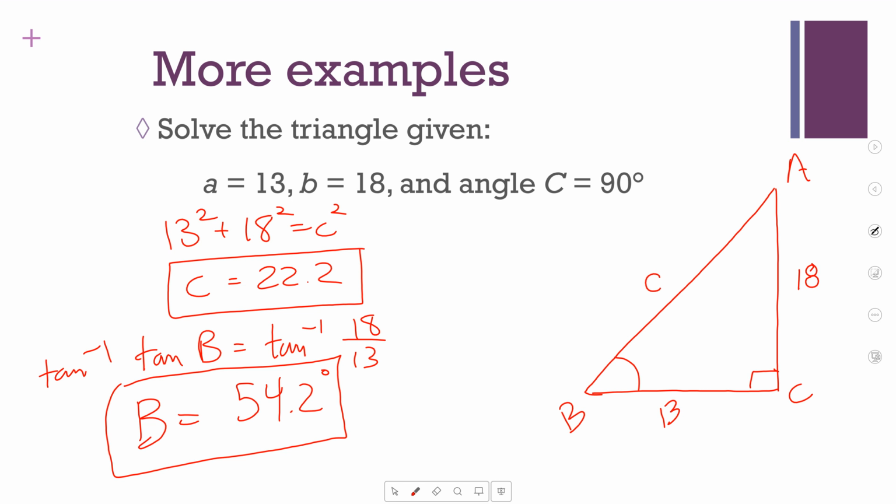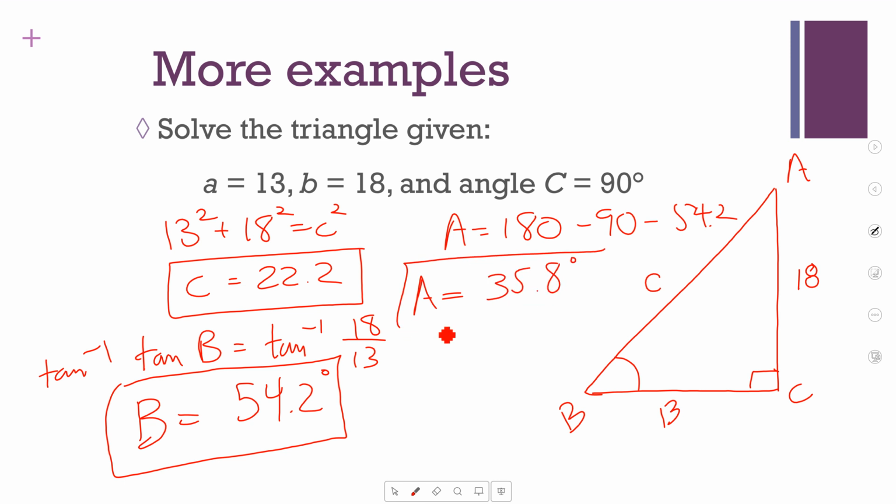Molly, how would you find angle A? Add 90 because that's the angle of C, and then you add 54.2. Beautiful. That's the easy way to do it. Well done. Angle A would be equal to 180 minus 90 minus 54.2, which gives us what, Mal? Oh, I got 35.8. 35.8. That's also degrees. Well done.